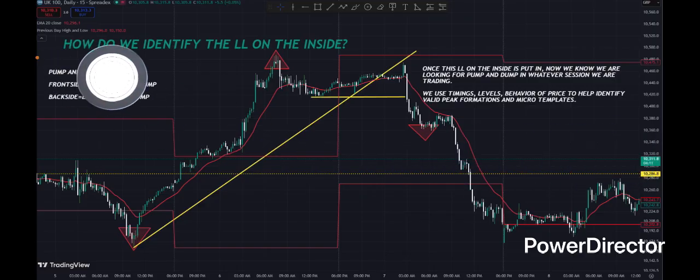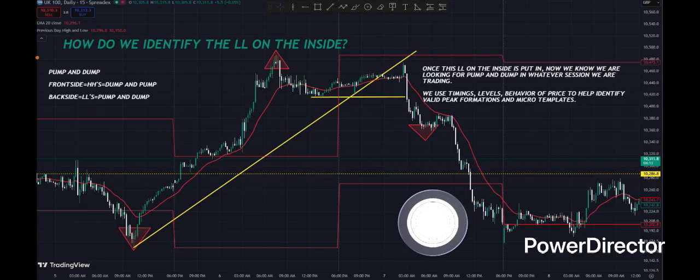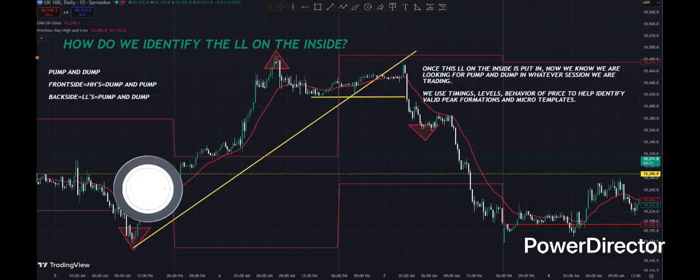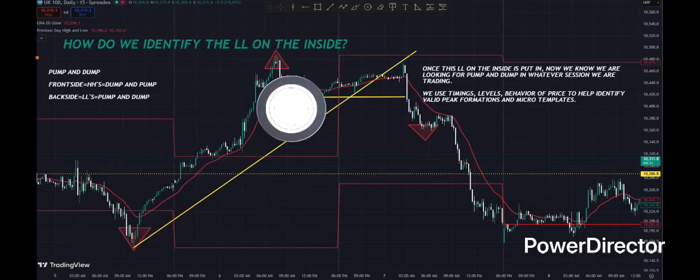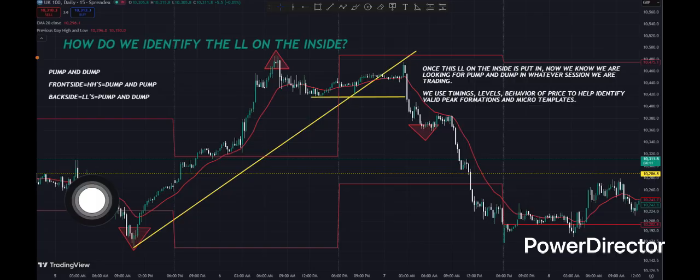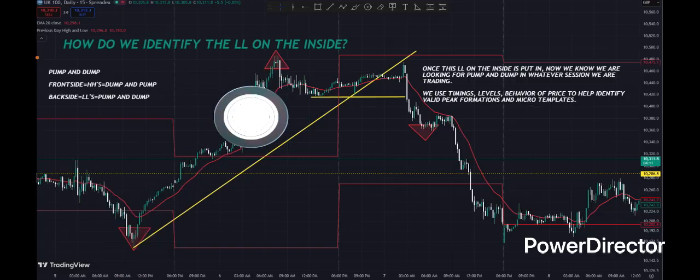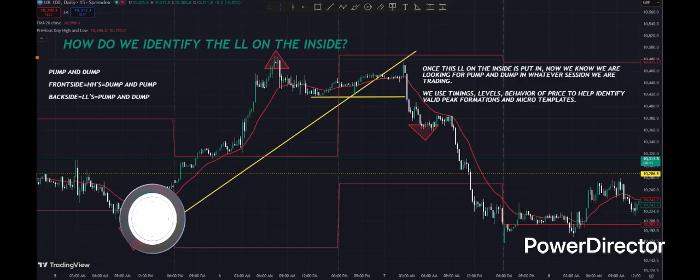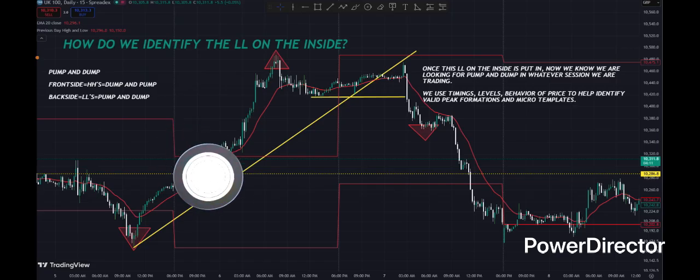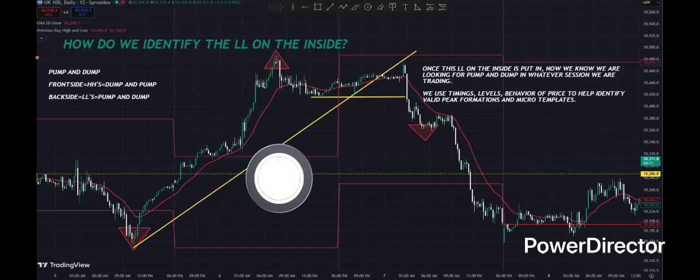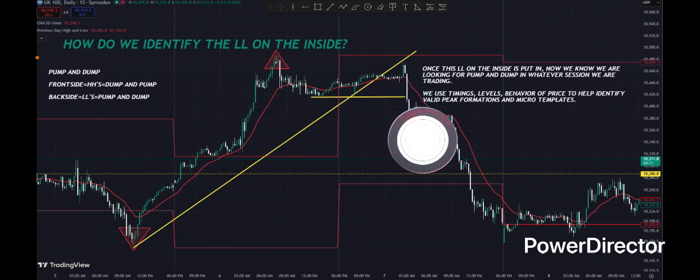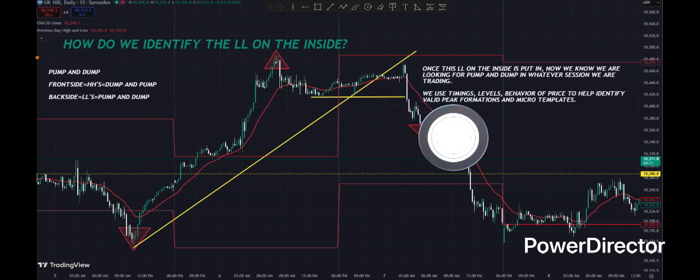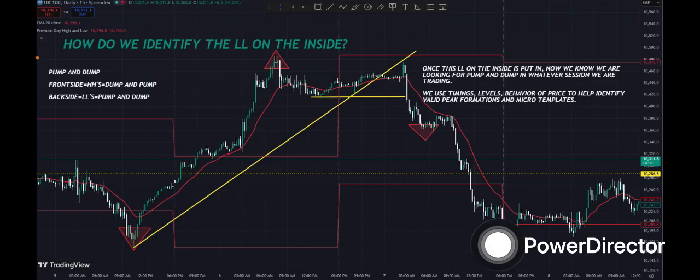And just as a reminder, in a pump and dump template, on the front side, we're having higher highs put in place, which is the recipe for the dump and pump. So if you're trading on the front side while we're making higher highs, you're looking for this market to dump down into that EMA before pumping up. And on the backside, where we're putting in lower lows, we're looking for the market to pump up into that EMA and then dump.